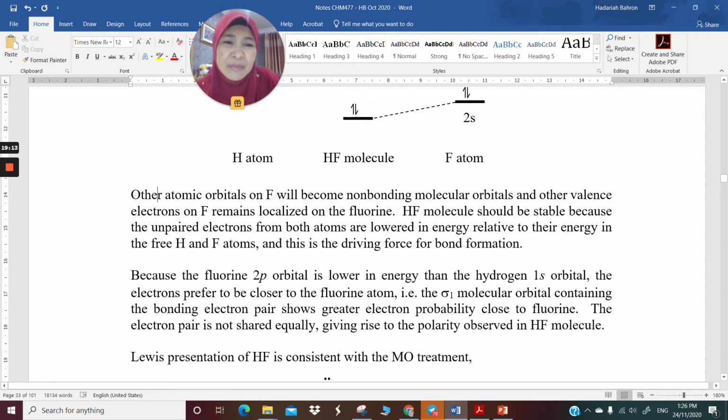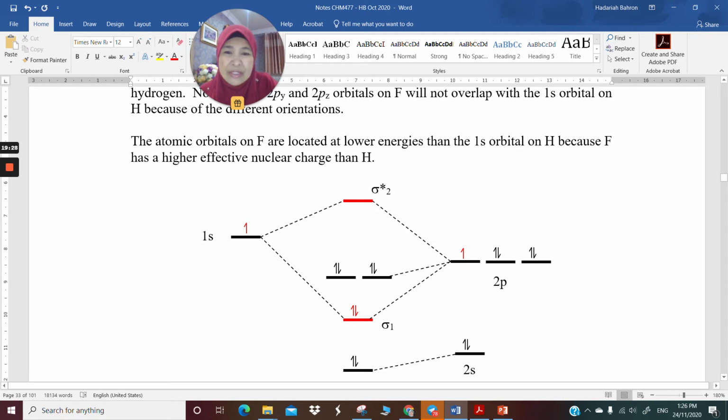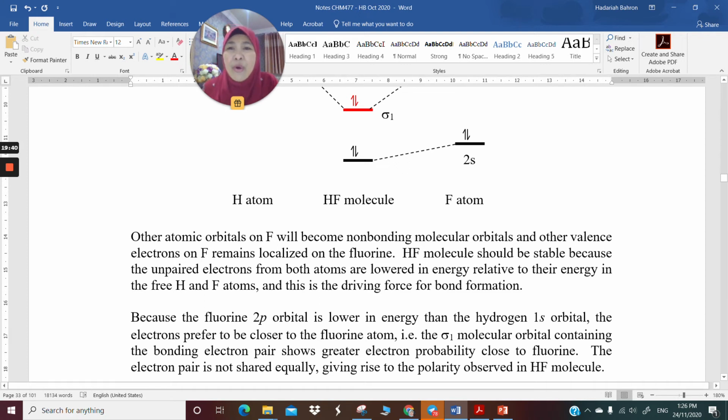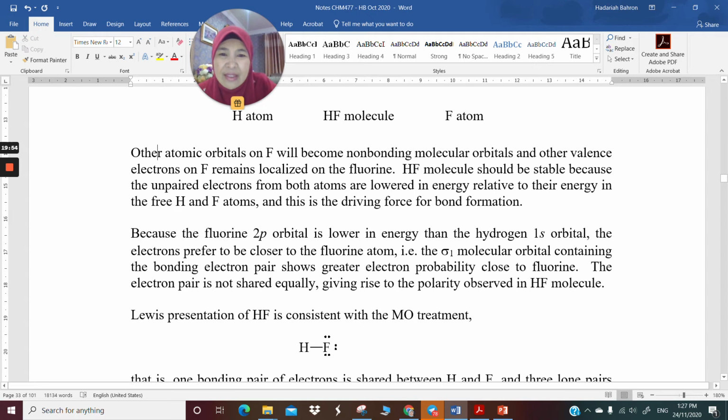The HF molecule should be stable because the unpaired electrons from both atoms are lowered in energy relative to their energy in the free hydrogen and fluorine atoms, and this is the driving force for the bond formation. Because all of these filled molecular orbitals in here are at lower energy levels compared to the atomic orbitals. That's why it is most favorable for HF to exist as a molecule rather than a single H and a single F. They would very much prefer to exist as a molecule of HF.